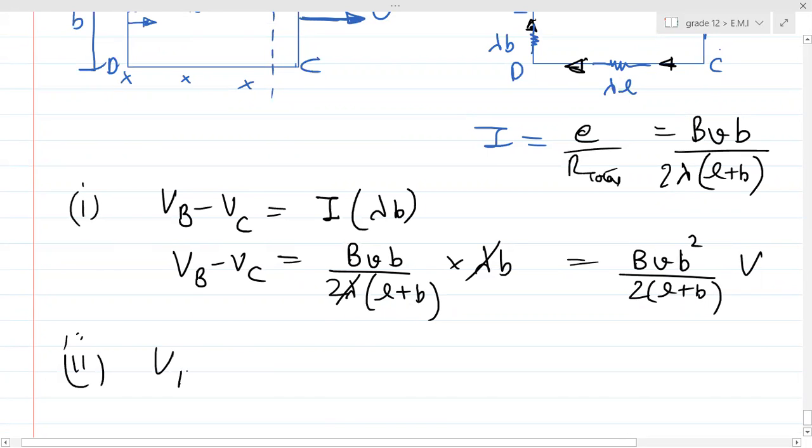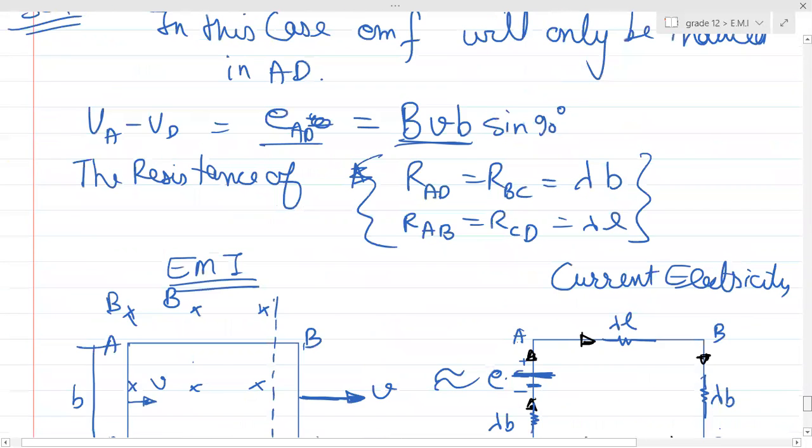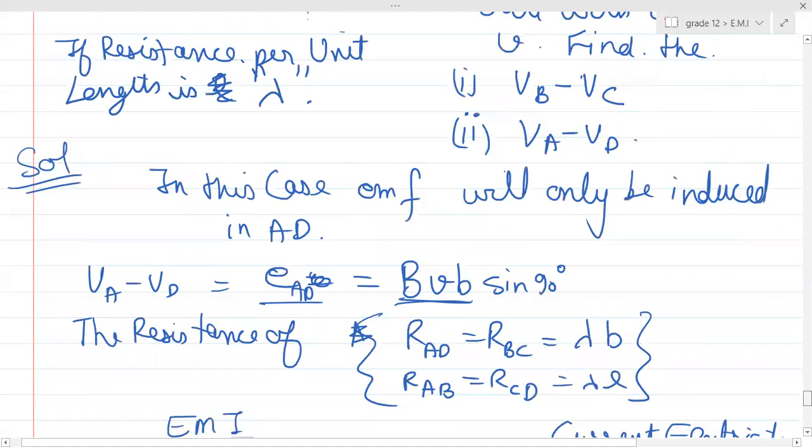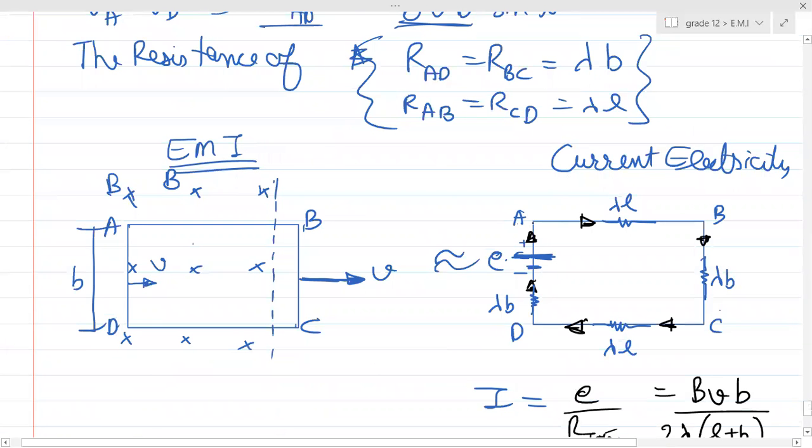Now, second part, VA minus VD. So for VA minus VD, what will you do? Apply open circuit Kirchhoff, guys. Don't do it like this. Apply open circuit Kirchhoff. Can you see over here? I want to go from A to D.